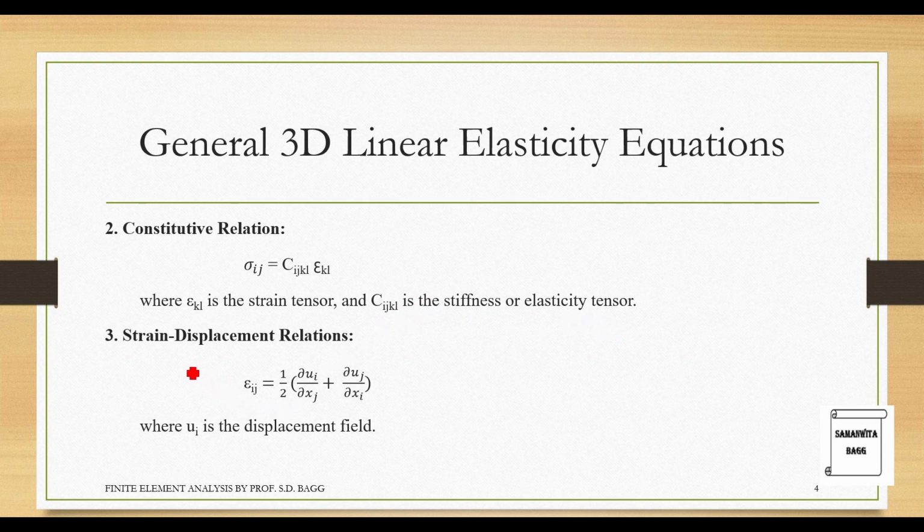The third one is the strain displacement relations. εij is equal to 1 upon 2 times ∂ui/∂xj plus ∂uj/∂xi. So this is nothing but the strain over the body on the left hand side, and the right hand side you have terms like ui, that is the displacement field, or the displacement is what we are talking about. So i and j are the two axes.